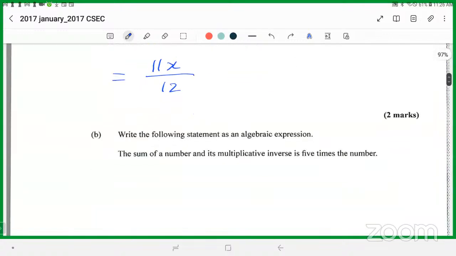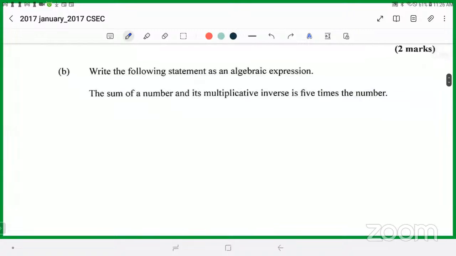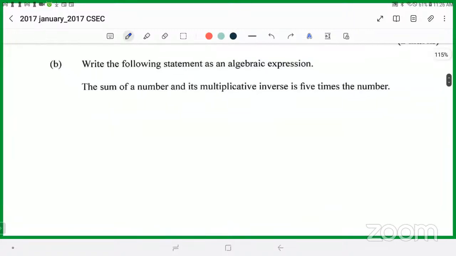Next question. Write the following statement as an algebraic expression. It says the sum, which means plus. We're going to be adding a number, which it didn't tell us what the number is, so we can call it n, and its multiplicative inverse. The multiplicative inverse of n is 1/n, and we're adding them to get the sum. 1/n. That's the inverse of this.